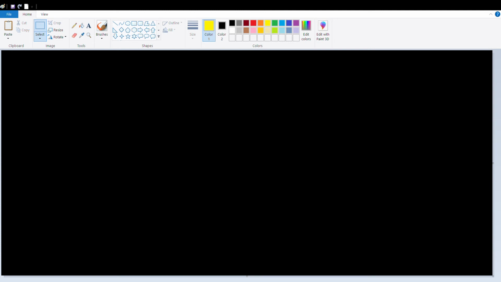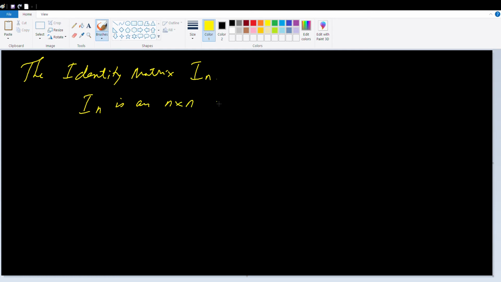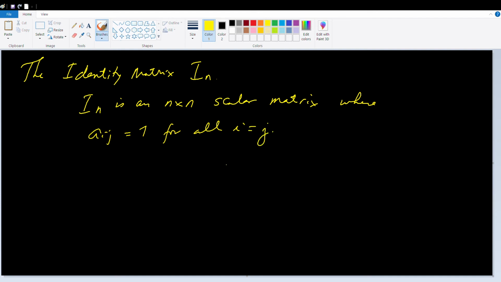How about the identity matrix? The identity matrix I sub n is an n by n scalar matrix where Aij is equal to 1 for all i's that are equal to j. We know what a scalar matrix is.